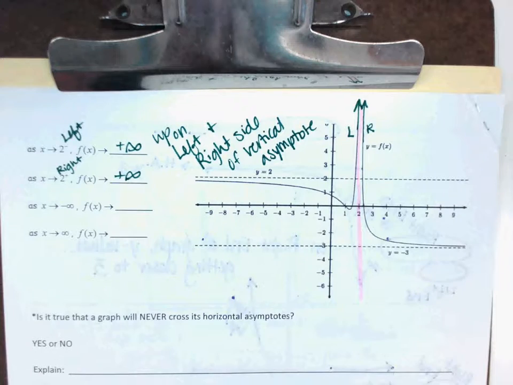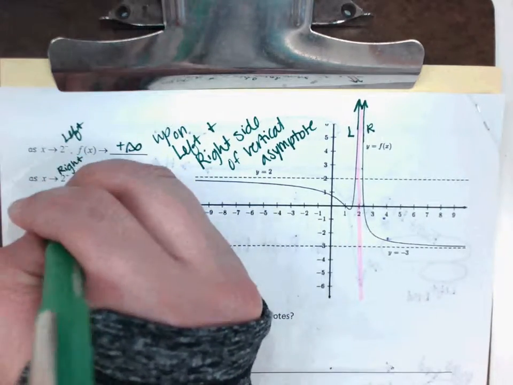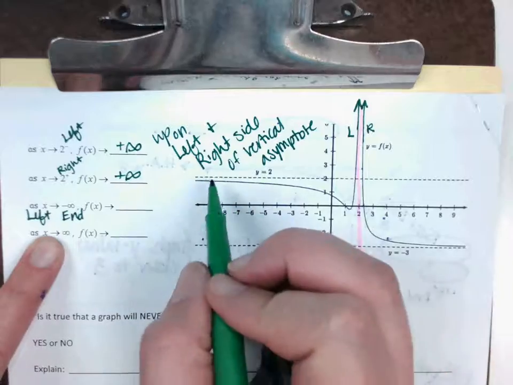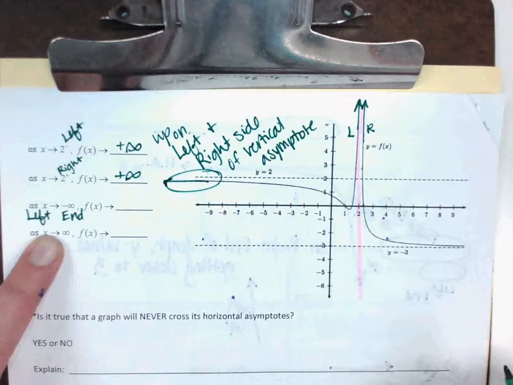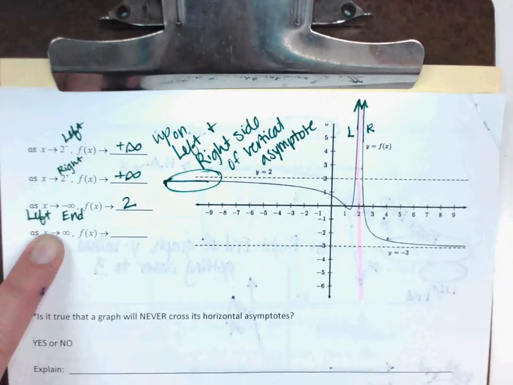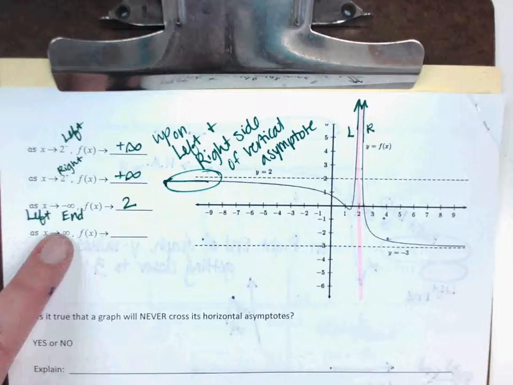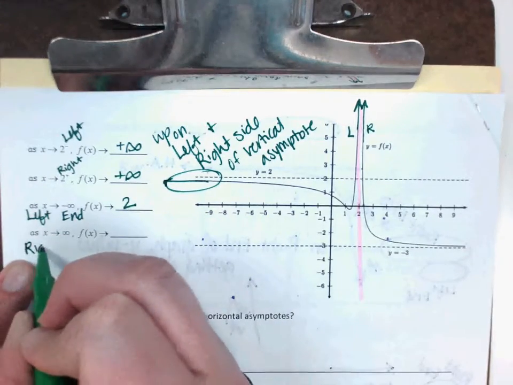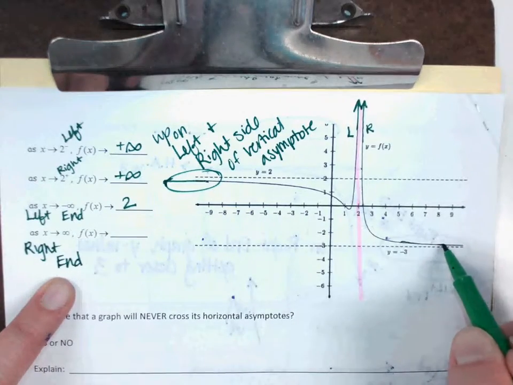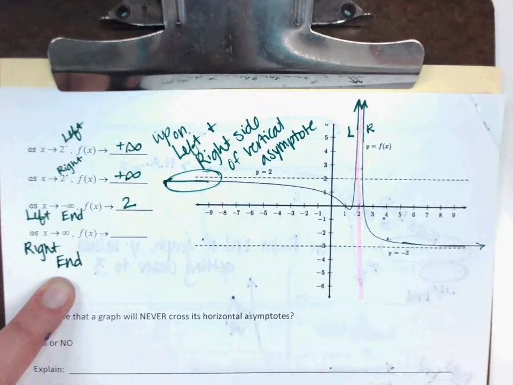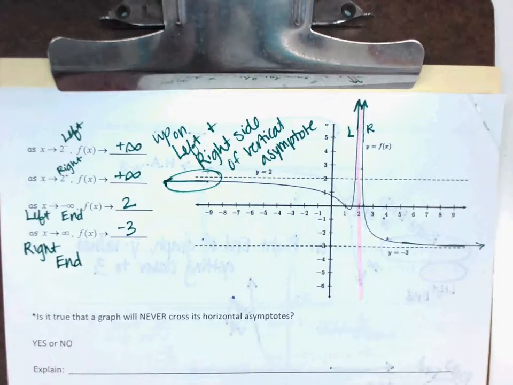As x goes to negative infinity, which end am I looking at? Left end or right end? This is the left end. What are my y's getting closer to on this left side of the graph? 2. And can they pass 2 to go to infinity? No, they get stuck. Okay, what about x going to infinity? Which end am I looking at? The right end. And as I trace my graph here forever and ever and ever, where is it going to keep getting closer to? Negative 3, but it cannot pass through. Make sense? Okay.